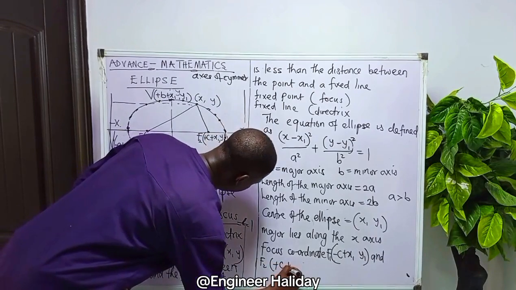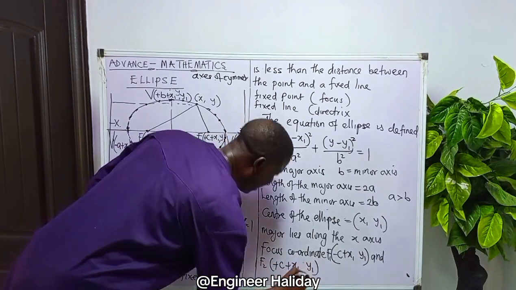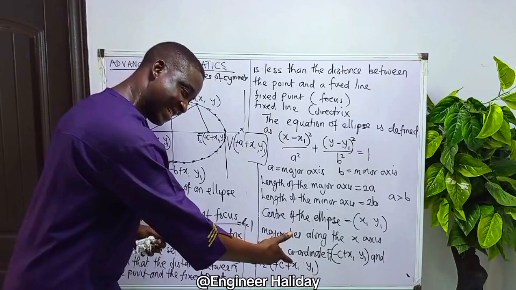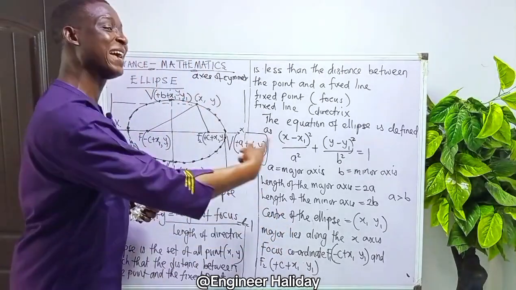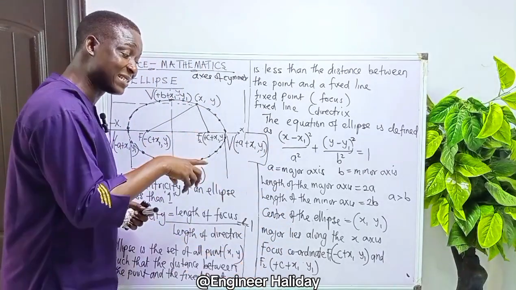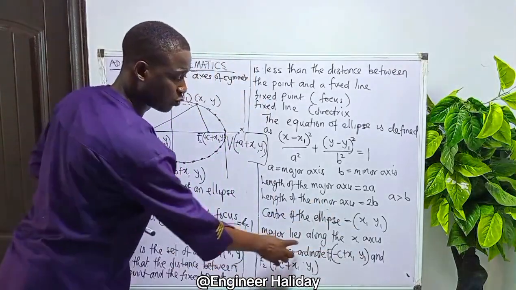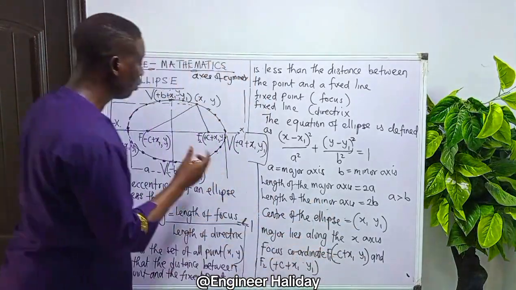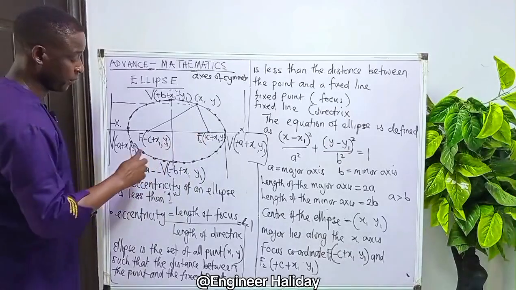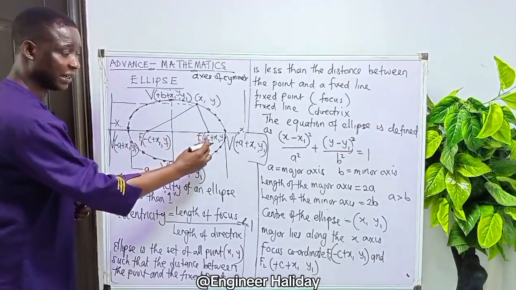Plus c of x1 y1. Why are we adding the c to x? Because the major lies along the x-axis. If it lies along the y-axis, we add this c to the y-axis. And why is one taking minus, one taking plus? Because there are two foci, f1 and f2.